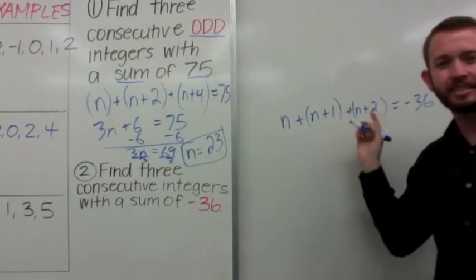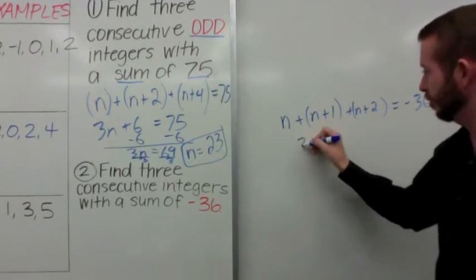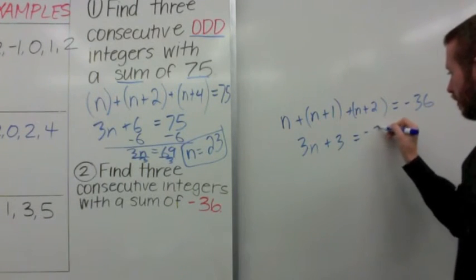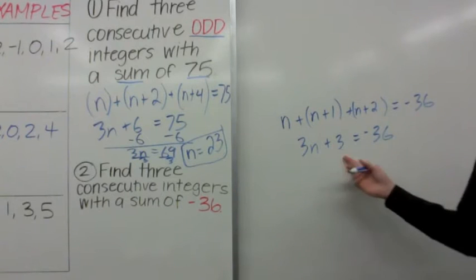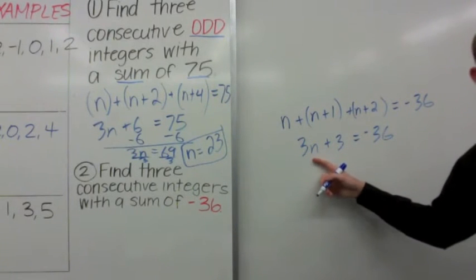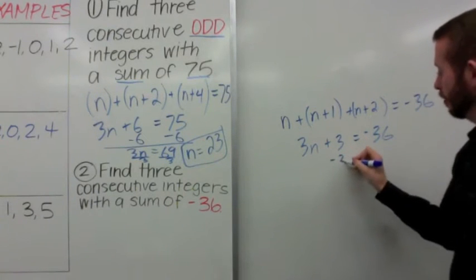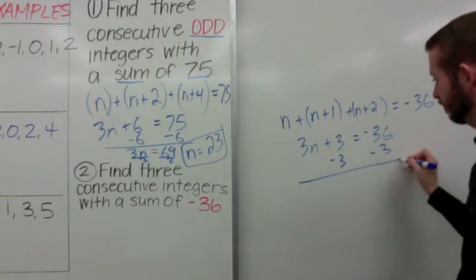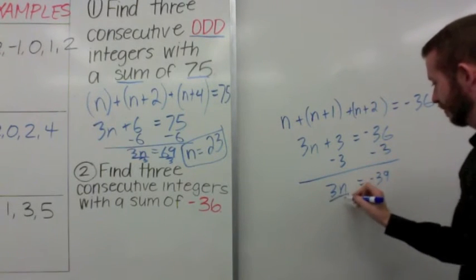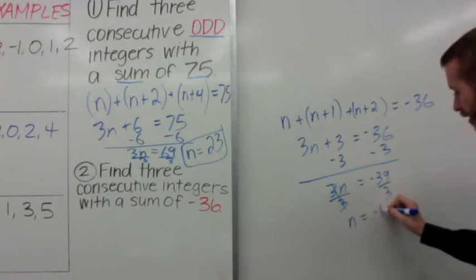I think you can see this is going to work out very similarly. When we solve it, we'll have n, that'll be 3n. 1 and 2 makes 3. So 3n plus 3 equals negative 36, and you're going to solve it the same way. Ultimately, we're trying to get n by itself, same as all these other equations we were doing for the last couple of days. We subtract 3, and then we divide by 3. And n equals negative 13.